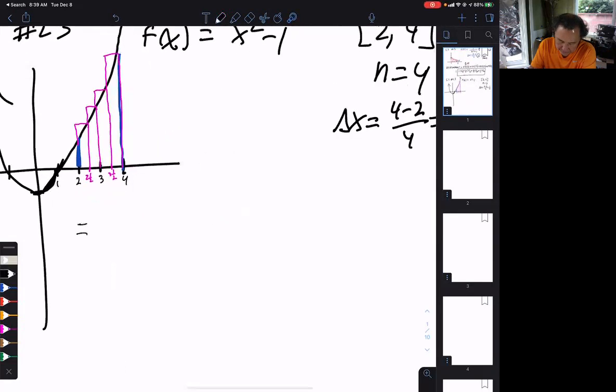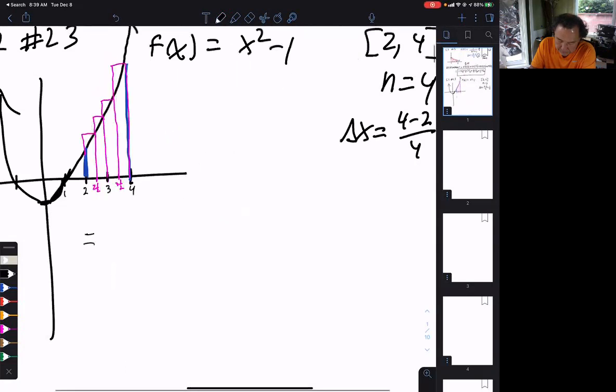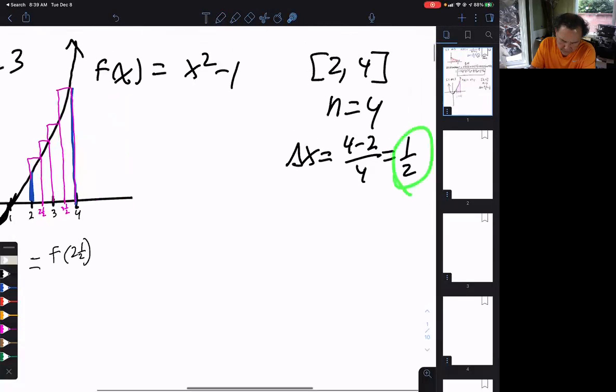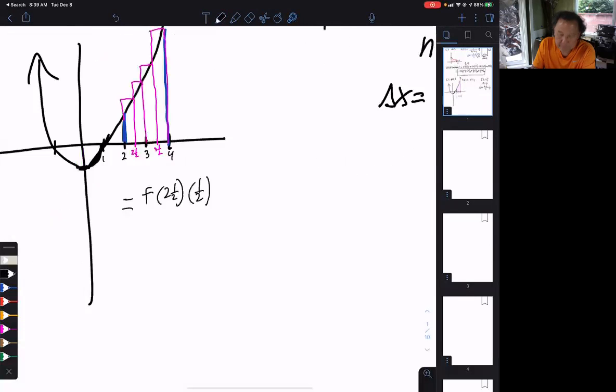It's going to be, okay, we need the height. Well, all our delta x's are going to be 1/2. So the height in our function is going to be f of x. But at what point? If you look at the first Riemann sum, the first rectangle, the right side's 2 1/2. So it's going to be f at 2 1/2. That's going to give you the height of this. And then the width, all of them have a width of 1/2. So we're going to times that by 1/2.